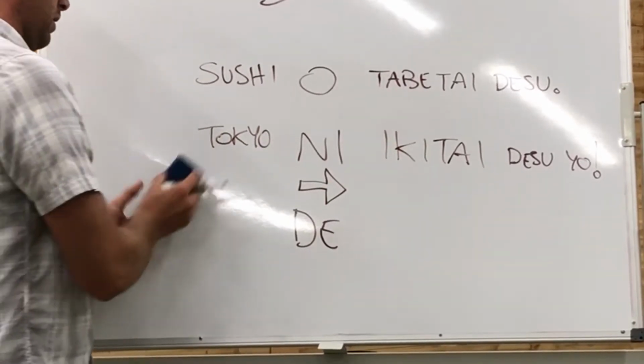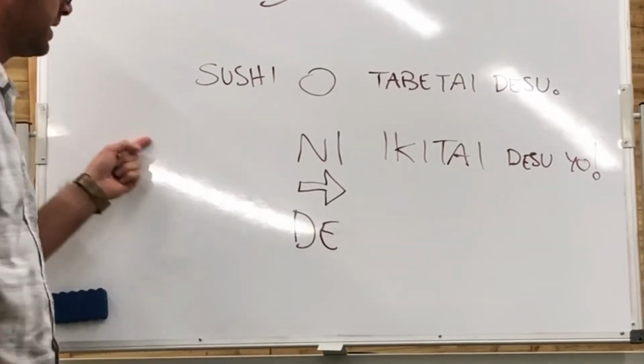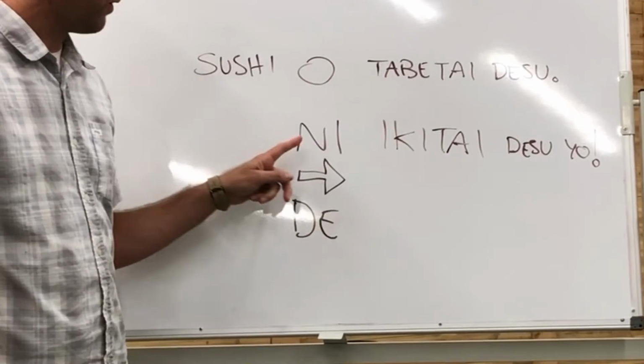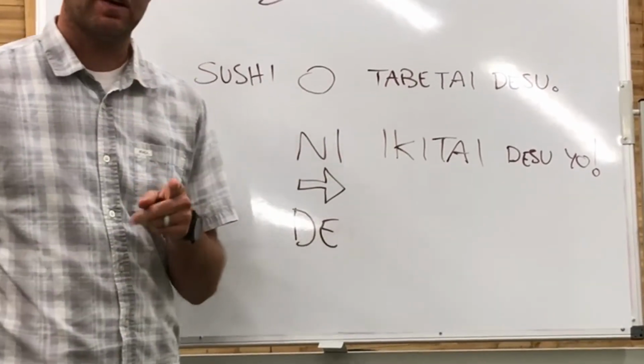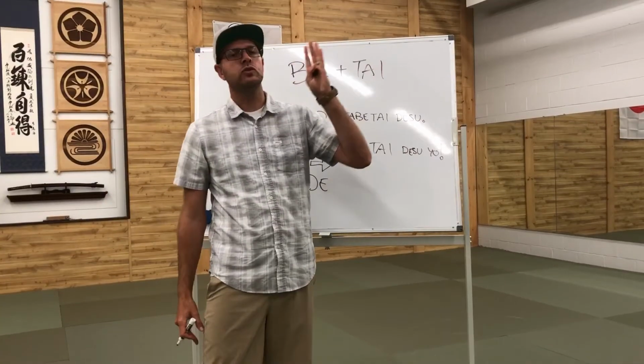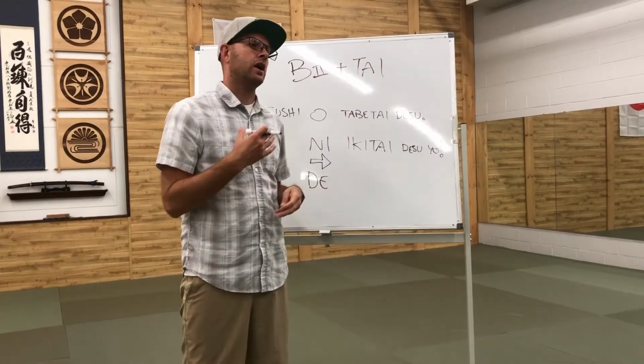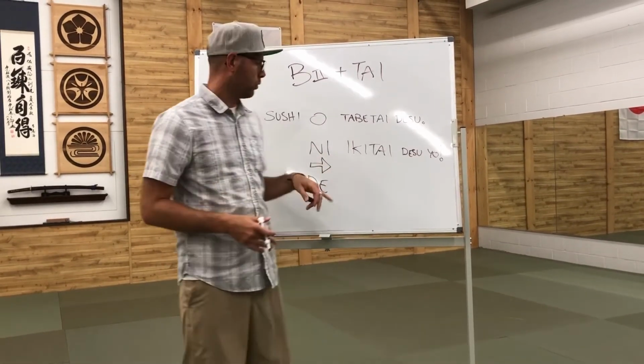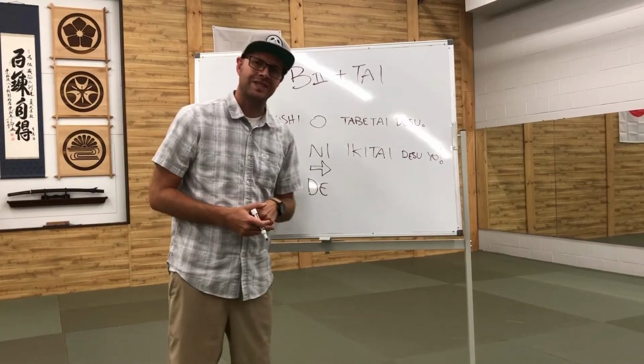Or, I want to go to Disneyland. Disneylando ni ikitai desu. That's how that works. So if it's a direction, you use ni. It could be a direction as in talking to your mom, or talking to anyone, or going to a location. So when you're talking about a direction, you use ni.